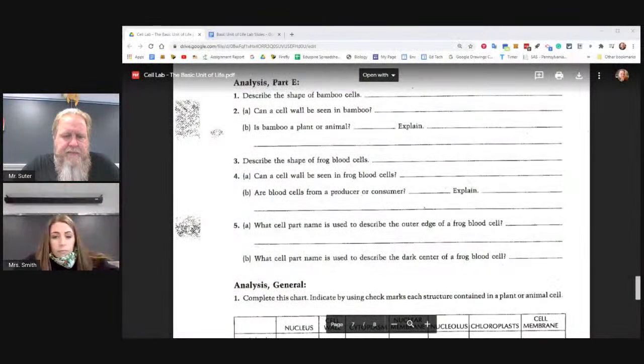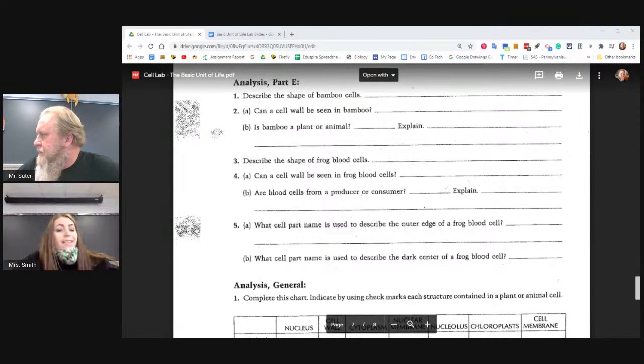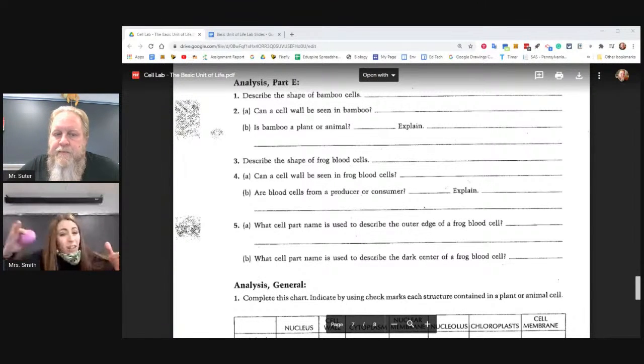All right. So we're doing part E. The shape of bamboo cells, again, kind of rectangular, because they're plant cells. Can a cell wall be seen in bamboo? Yes. Even though it's empty, as Mr. Suter said, because it's not living right now, the cell wall, just like the core, kind of still hangs tight, and we can see that. So bamboo is a plant cell, since it has a cell wall.